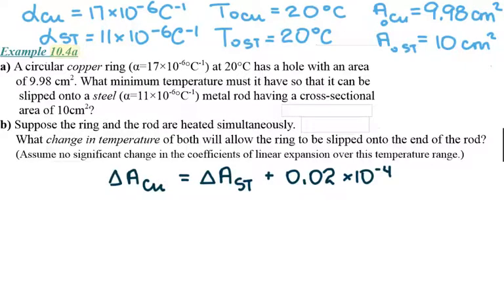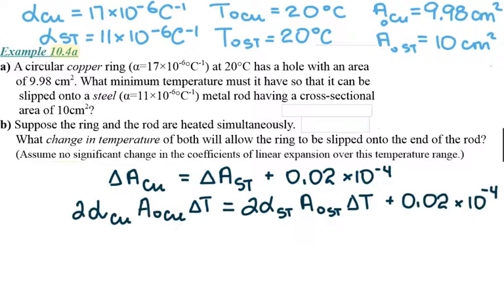in order for it to slip on top of the rod. So now if I again plug in my numbers, the change of the temperature is going to be the same for both of them, and again I have to multiply the linear expansion that they give you by 2 because I need the area expansion. So I get delta T for the second part of this problem is equal to 167.62 degrees Celsius.